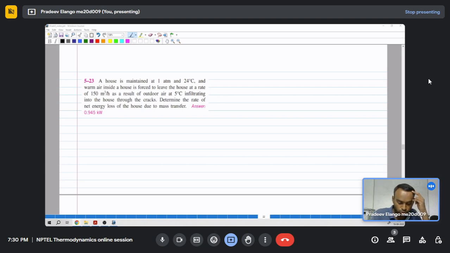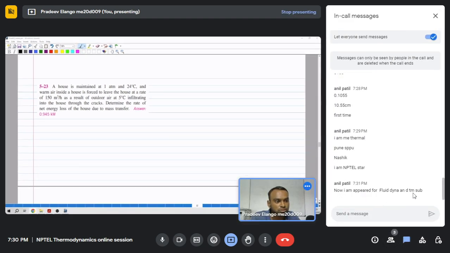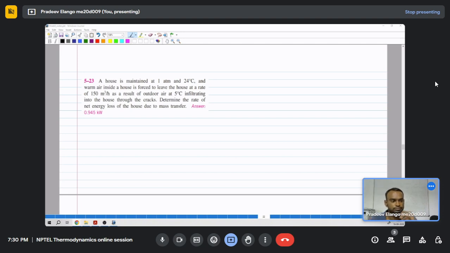Okay, a house is maintained at 1 atmosphere and 24 degrees Celsius, and warm air inside the house is forced to leave the house at a rate of 150 meter cube per hour, as a result of outdoor air at 5 degrees Celsius infiltrating into the house through the cracks. Determine the rate of net energy loss of the house due to mass transfer.